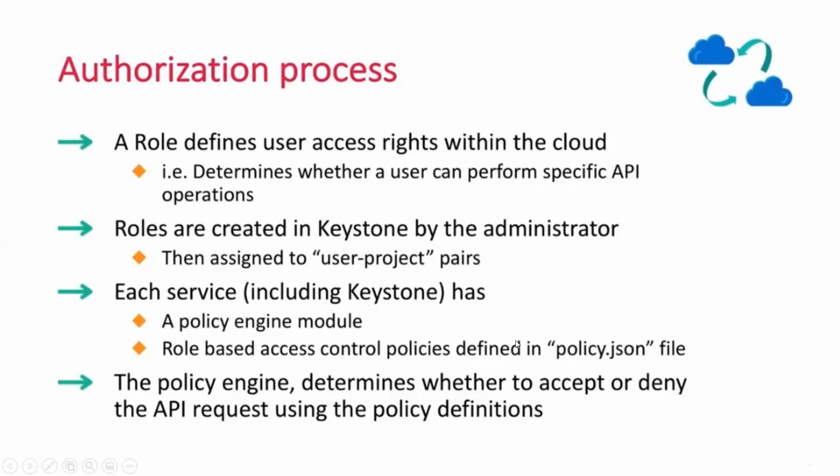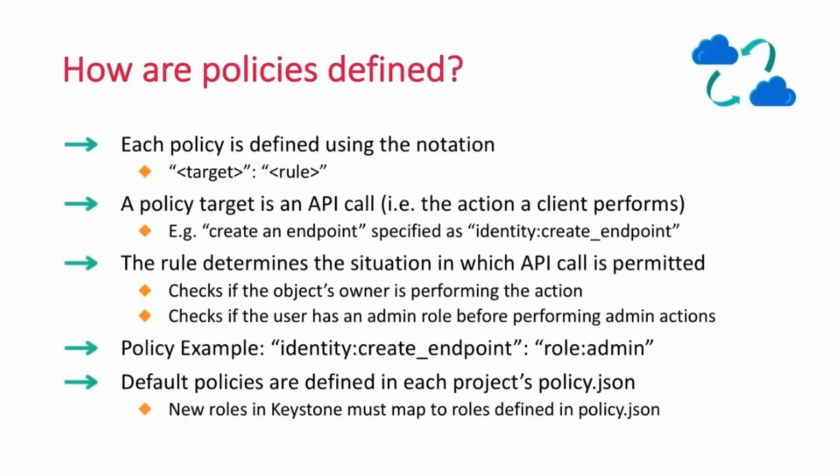Ideally, a policy is something which has a combination of the roles, the services, the permissions and things like that. The policy engine determines whether to accept or deny the API request using the policy definitions. The policy engine gets a yes or no from Keystone, and if it is yes, then it can perform any and every operation. Okay, so each policy is defined using the notation of a key and a value, so kind of a target and a rule.